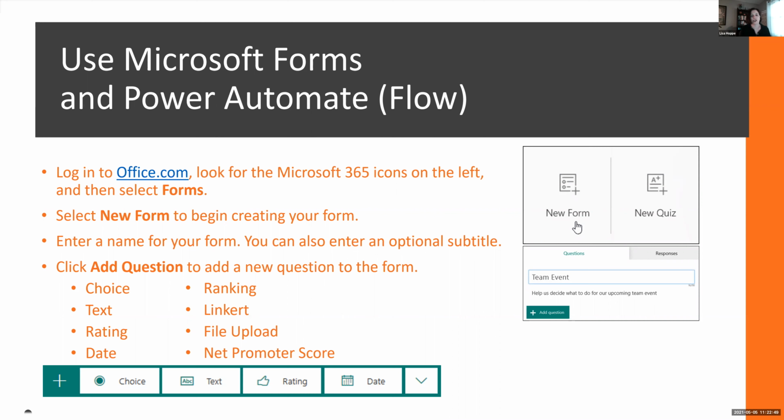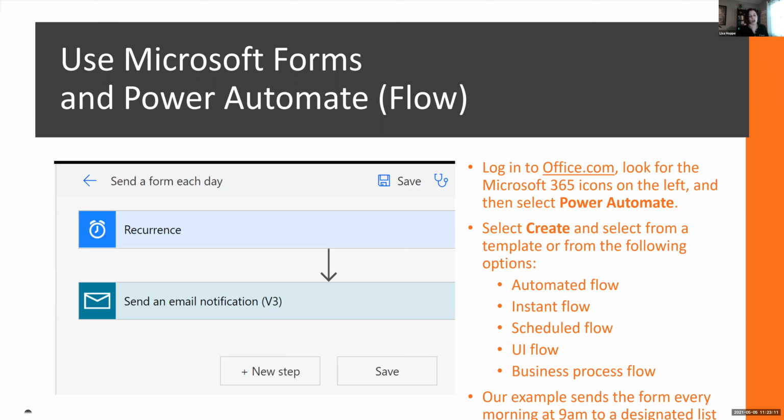You can add a question through the WYSIWYG drag and drop interface, and there are various question types to choose from, such as choice, text, rating, and date. And in an extra drop-down menu, you are given options for ranking, Likert, file upload, and net promoter score. Microsoft Forms also offers branching opportunities, so you can build logic directly into the form. So that's good, because with this no-code option, you can still use logic in the form.